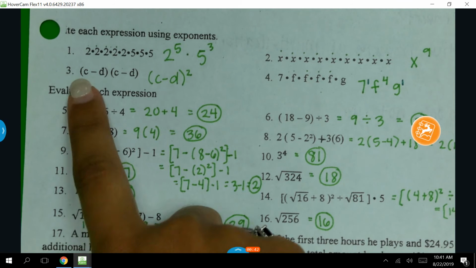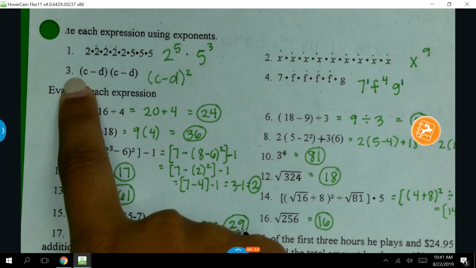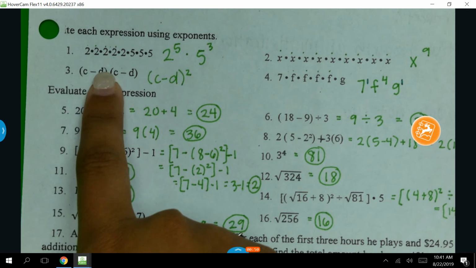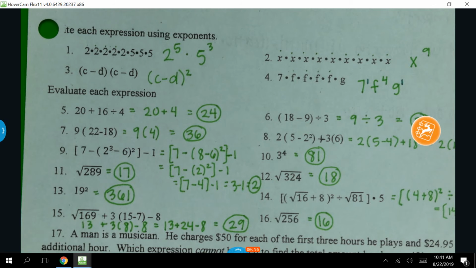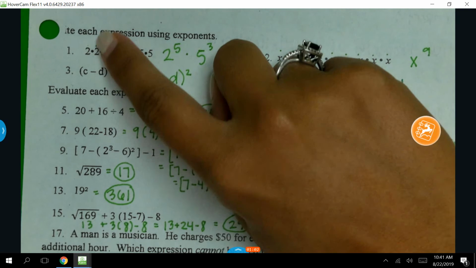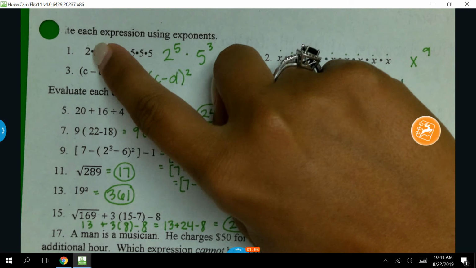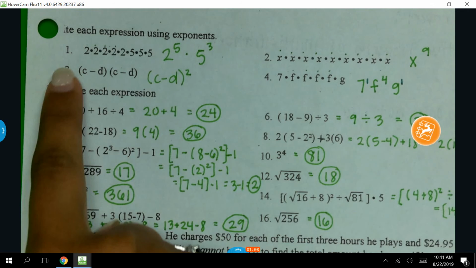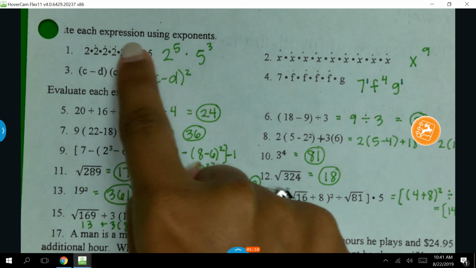Number 3 was a little tricky. But think about this. C minus D is one number, right? If you plugged in a number for C and a number for D, you would have to subtract them before you put it to a power, right? Which would give you one number. So say that C was 2 and D was 1. So 2 minus 1 would give you 1, which is a number. Just like up here, I have 2 is a number. 2 is a number. 2 is a number, right? So C minus D is one number.